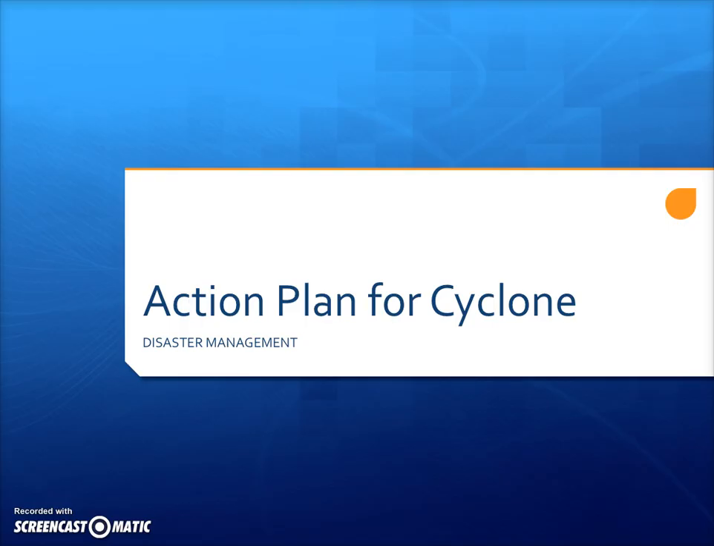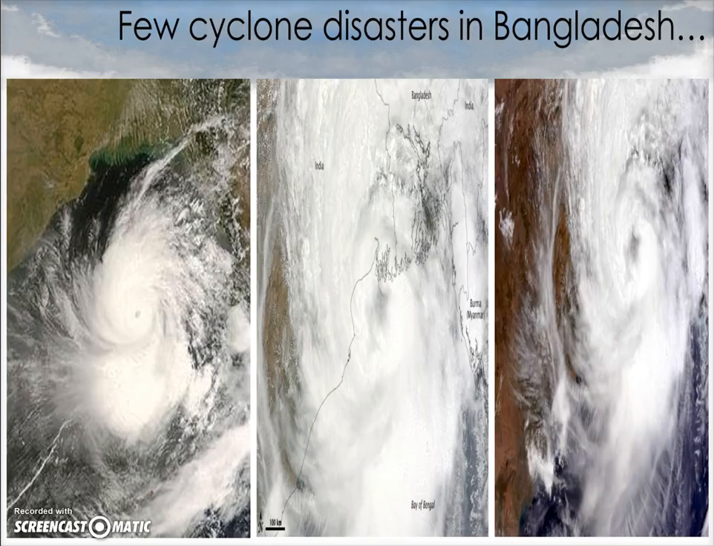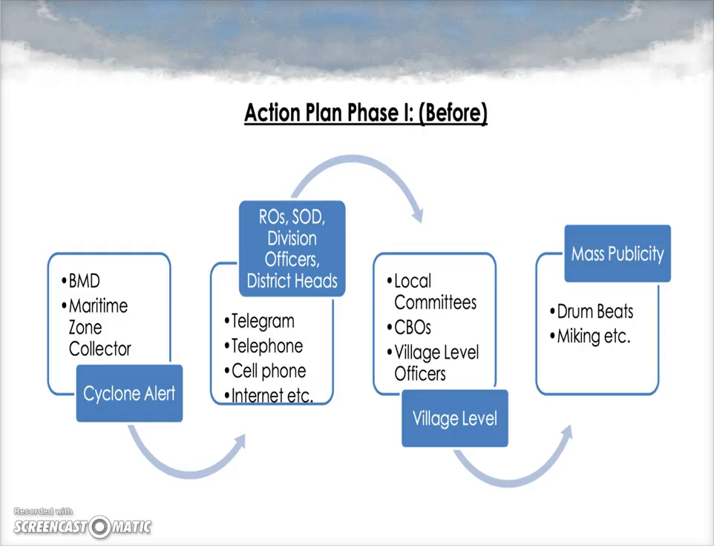Now we will look into action plans for cyclone disaster management. Action plans are dealt with in three phases: before, during, and after the cyclone happens. These are a few cyclone disasters in Bangladesh, as taken from a satellite view, as their country is more prone to these disasters. Phase 1, before the disaster happens, is about being aware of what is coming and getting ready. It consists of a cyclone alert from the maritime or navy, then informing the division officers and district heads, then passing it to village level, thus making it a mass publicity.